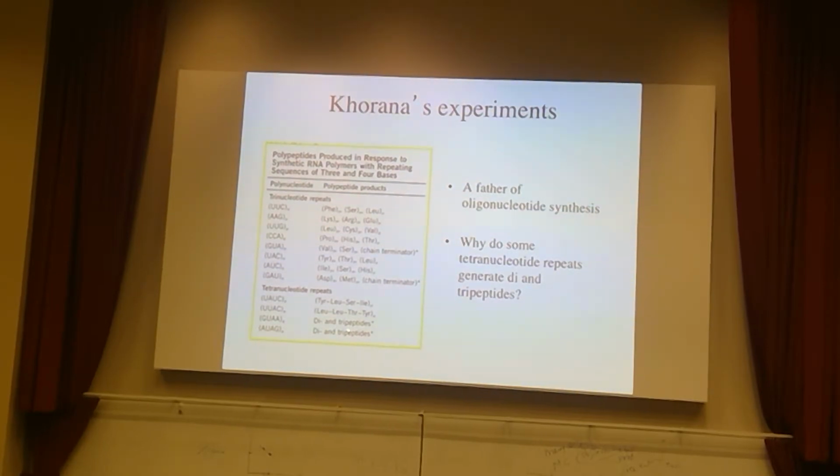In some cases, they got just di and tripeptides. They weren't getting polymers. They were feeding a polymer message, but only getting little short guys generated. Why do you think that they were only getting little short guys? Yeah, stop codons are embedded within these things. Exactly. So it puts a couple amino acids together, then sees something that says stop, and quits right there.